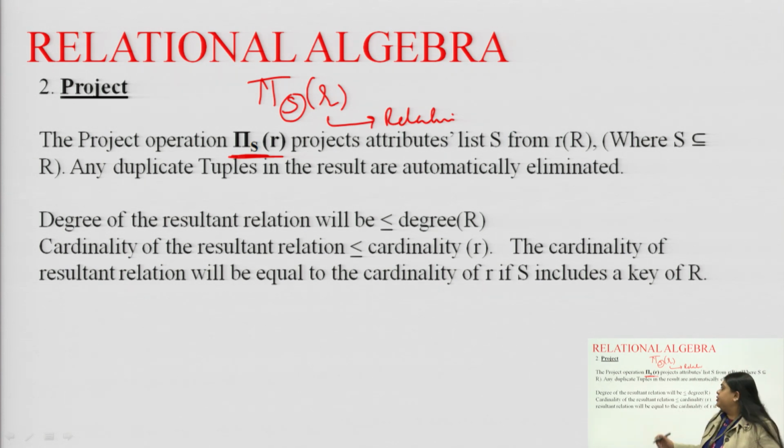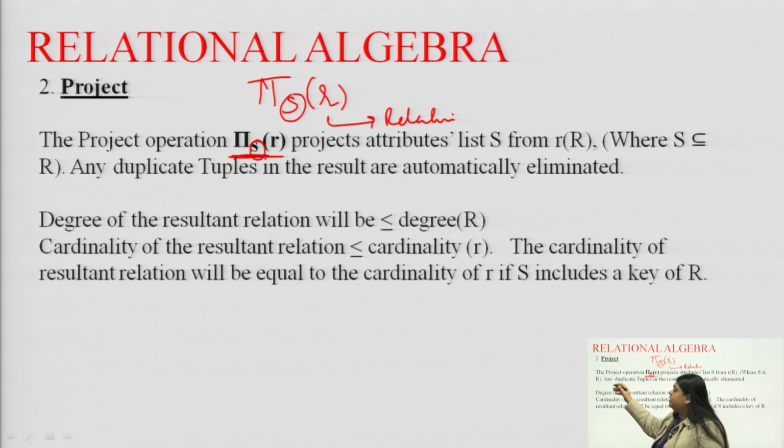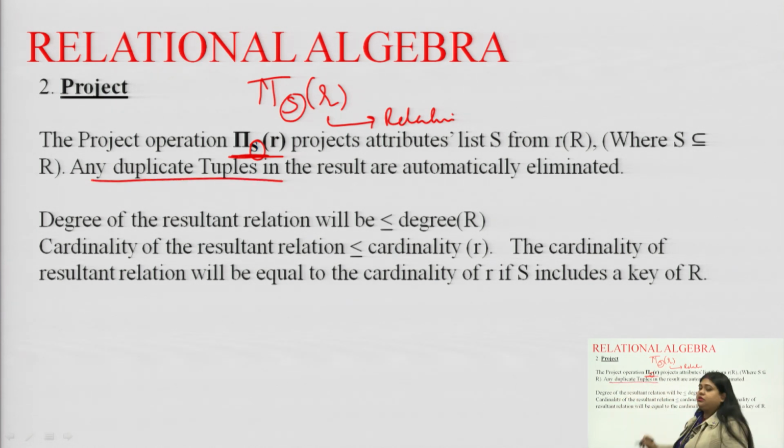So, what we are going to define, this S is going to be that employee name that I want to extract. So, this is how we define it. Before moving with the example, one important thing is, whenever we apply the project operation, if there are duplicate tuples, they are automatically removed from the resultant relation.